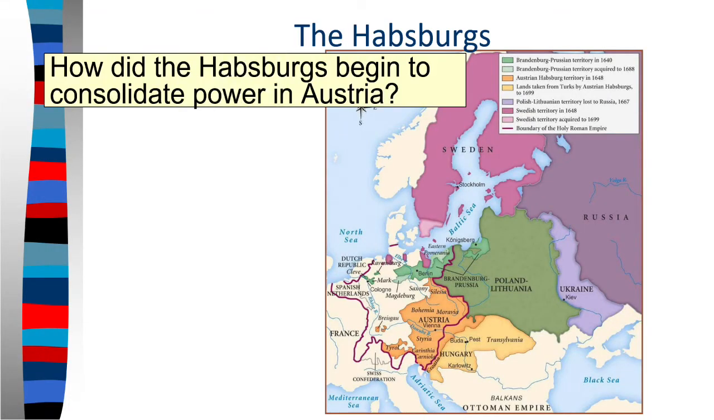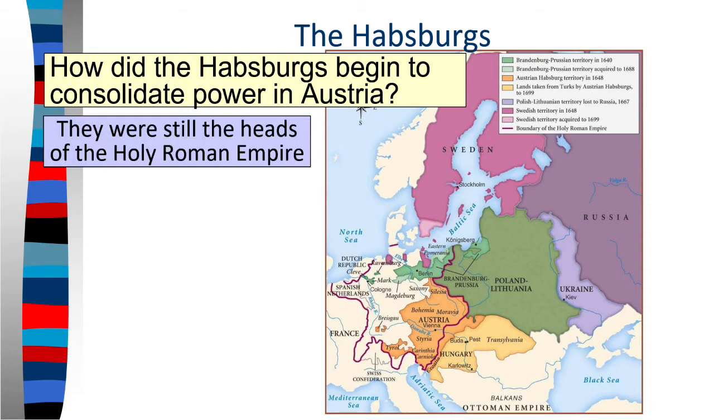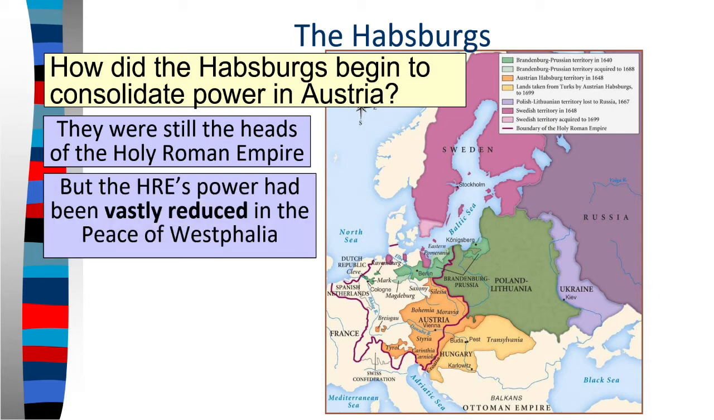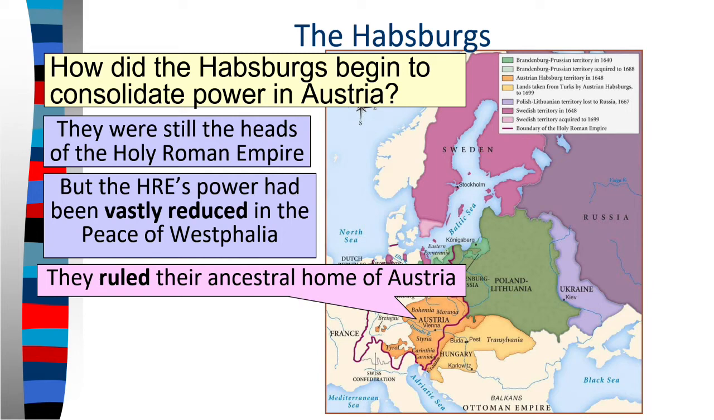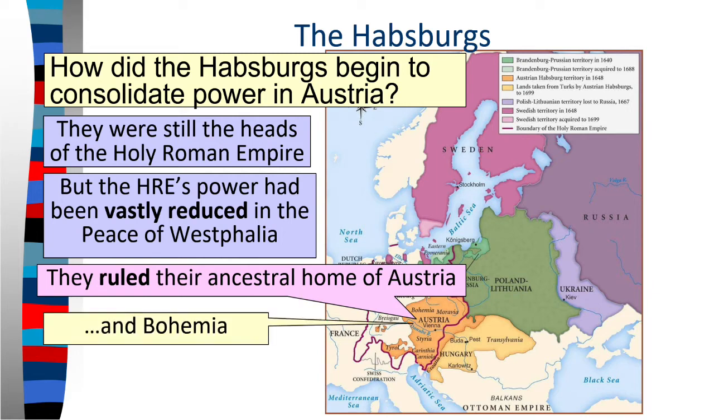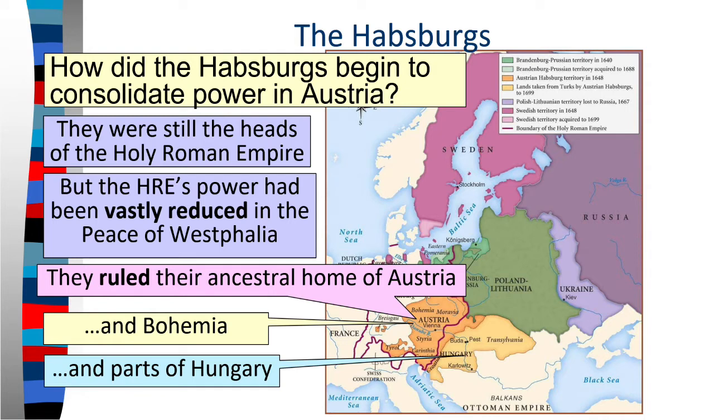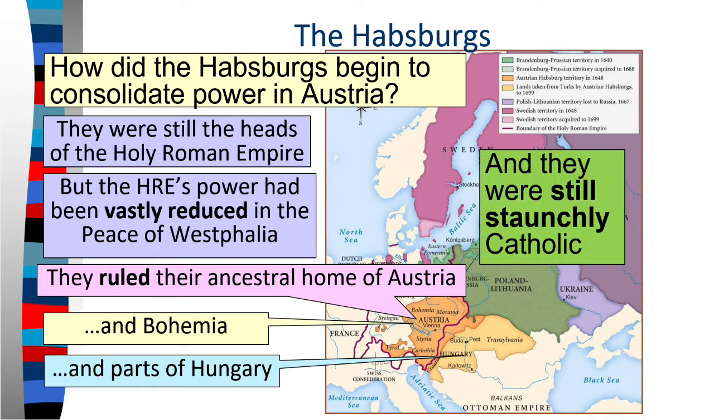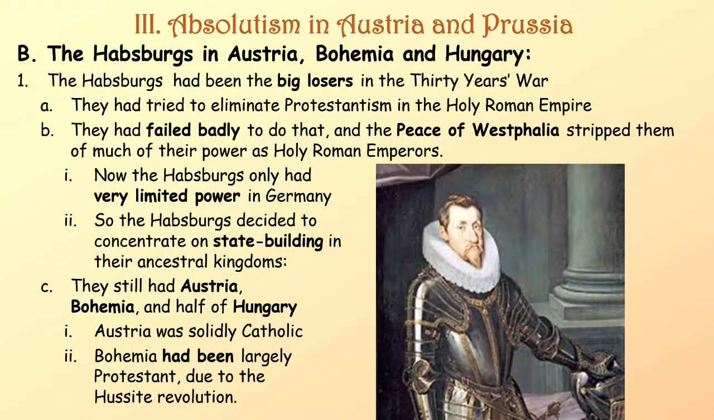The Habsburgs. How did the Habsburgs begin to consolidate power in Austria? Well, they were still the heads of the Holy Roman Empire. But the Holy Roman Empire, as we discussed, their power had been vastly reduced in the Peace of Westphalia. They ruled their ancestral home still of Austria and Bohemia and parts of Hungary. And they were still staunchly Catholic. The Habsburgs in Austria and Bohemia and Hungary.